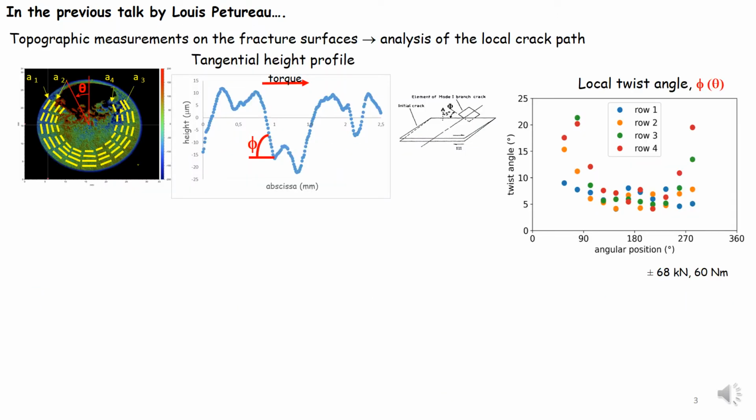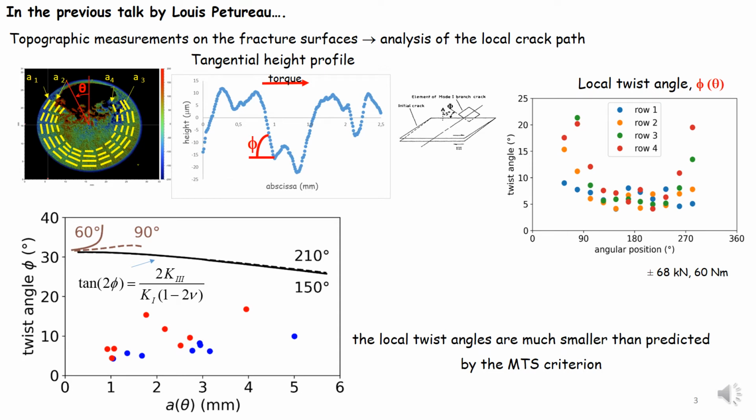Topographic measurements on the fracture surfaces allowed us to analyze the local crack path and more specifically to measure the local twist angles that are plotted here versus the angular position. Based on the computed stress intensity factors, it was possible to show that the measured twist angles are much smaller than predicted by the maximum tangential stress criterion.